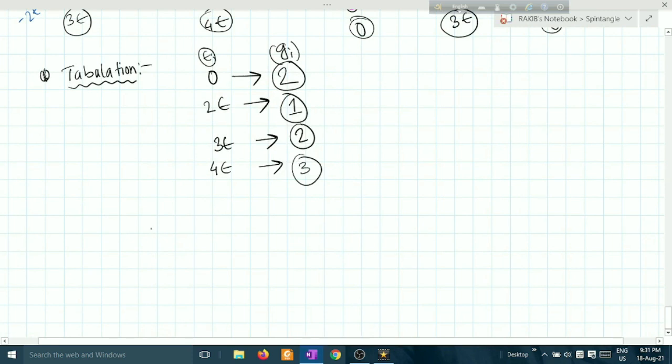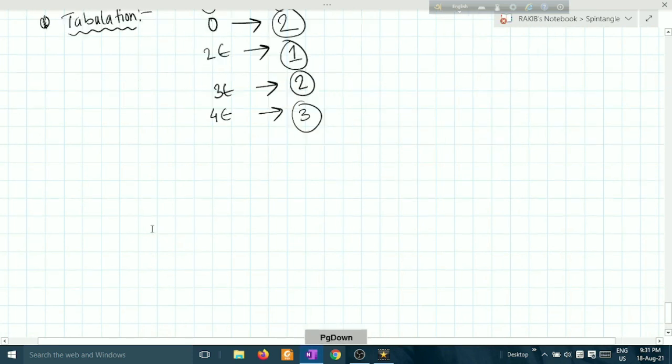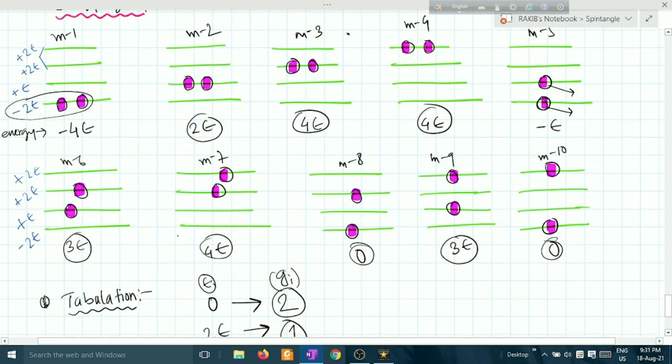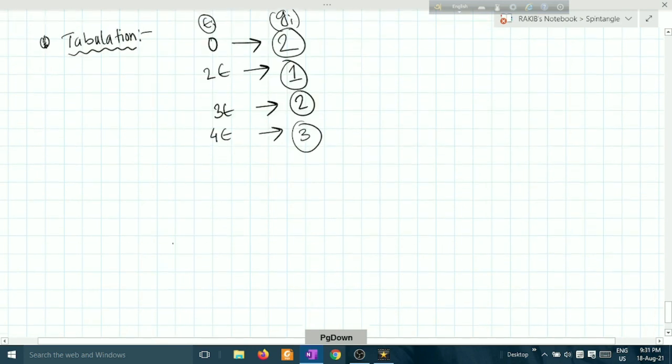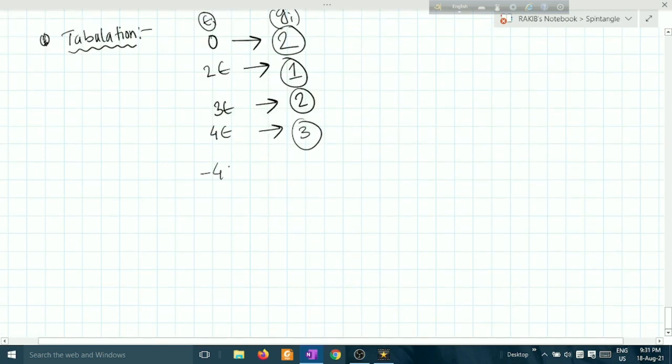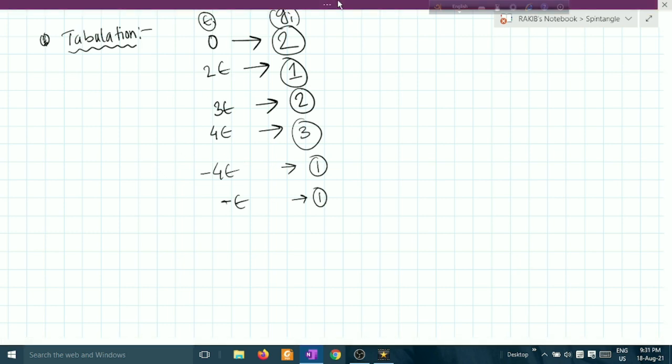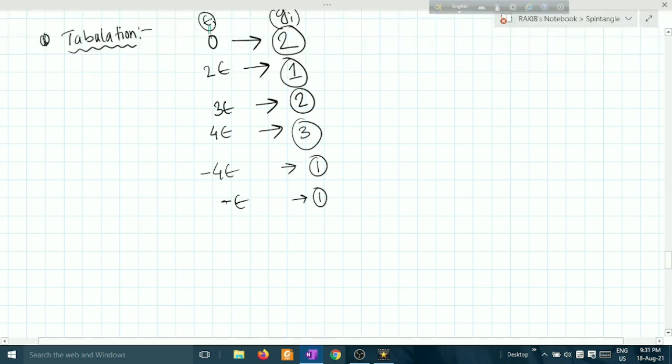Okay, and now you have another energy, say 4e. There is a minus 4e and there is a minus e. Minus 4e has one state, minus e has one state. Okay, this energy has minus 4e, and this is 1, and minus e, this is also 1. Okay, now this is the great big tabulation part.